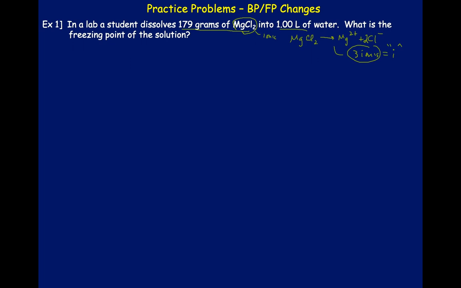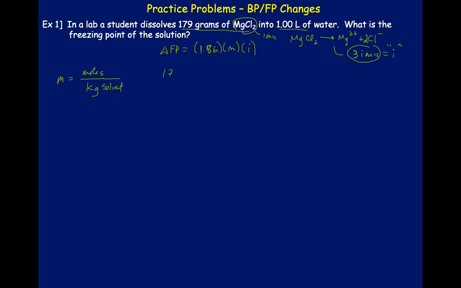So we know the change in freezing point is going to be equal to 1.86 times the molality, times i, and we already know the i. That's easy because we identified this as ionic. So really all we've got to do is find the molality. We know the molality equals the moles over the kilograms of solvent. Again, we're given grams, so we have to convert.